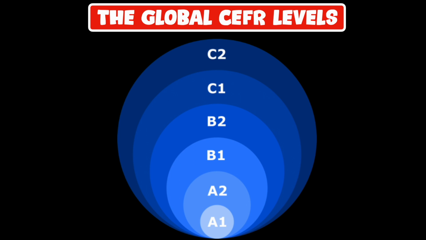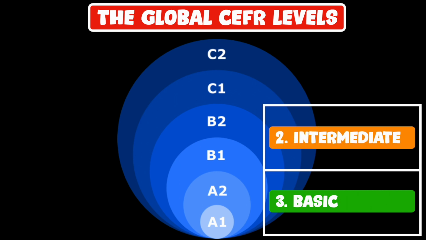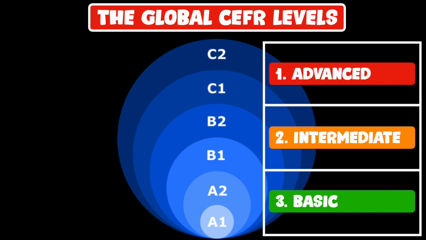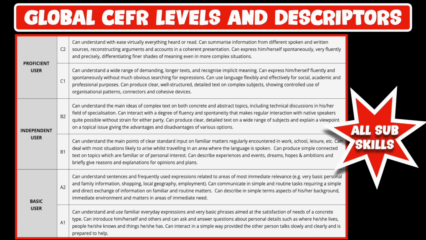A1 and A2 talk about basic uses of a language. B1 and B2 talk about the intermediate level users. C1 and C2 talk about the advanced users. This is the official version of the global CFR levels and their descriptors. As you can see, you have a basic user here, and you have the independent user, and you have the proficient user.